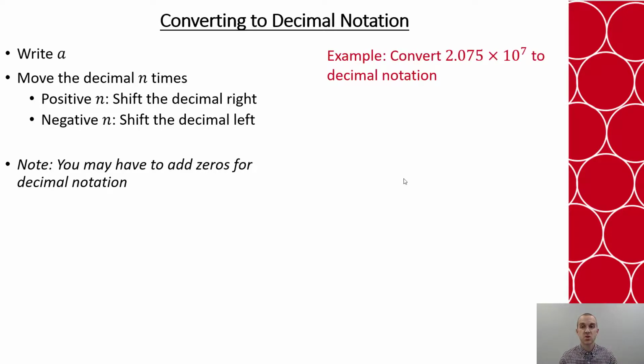So say we have 2 and 75 thousandths times 10 to the 7th, and we want to convert that to decimal notation. So I first write my number 2 and 75 thousandths. Now I'm going to move my decimal. I'm going to move it 7 to the right. 1, 2, 3. Now as I move to the 4th, I have to put a 0. Move to the 5th, put another 0. Move to the 6th, another 0. And 7th, put a final 0.